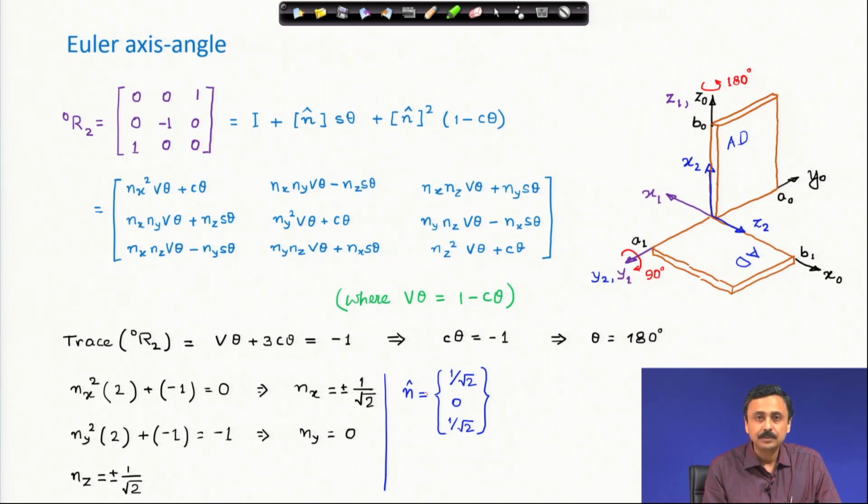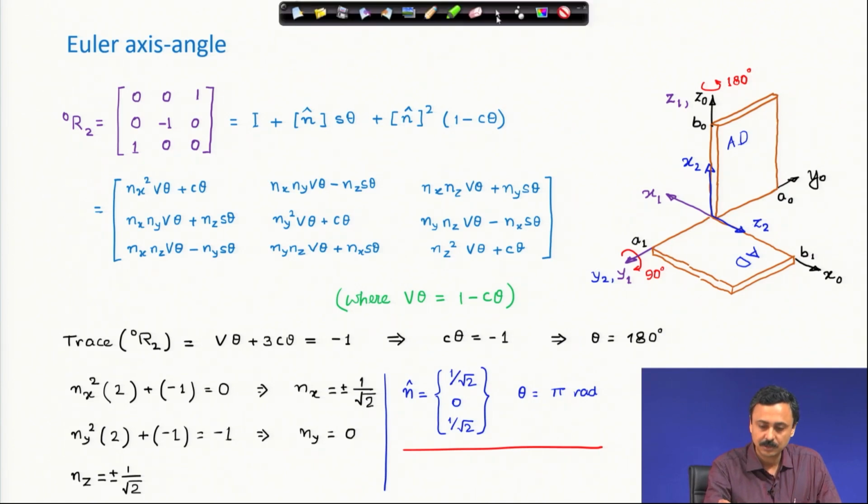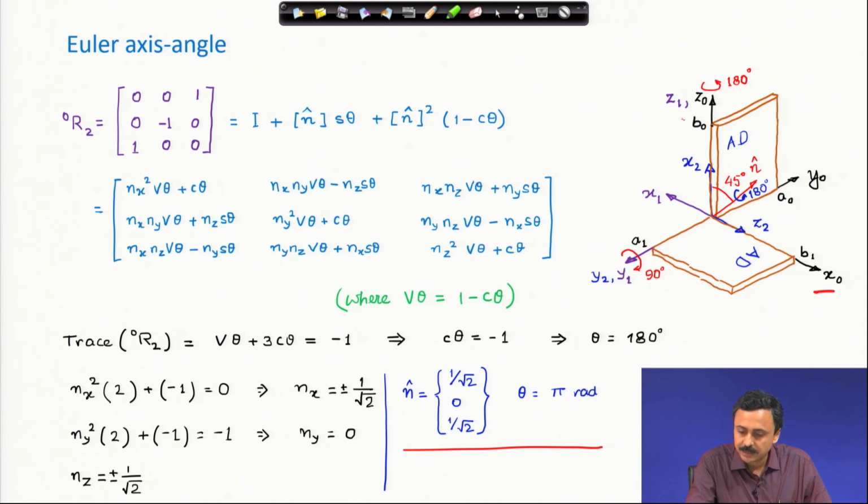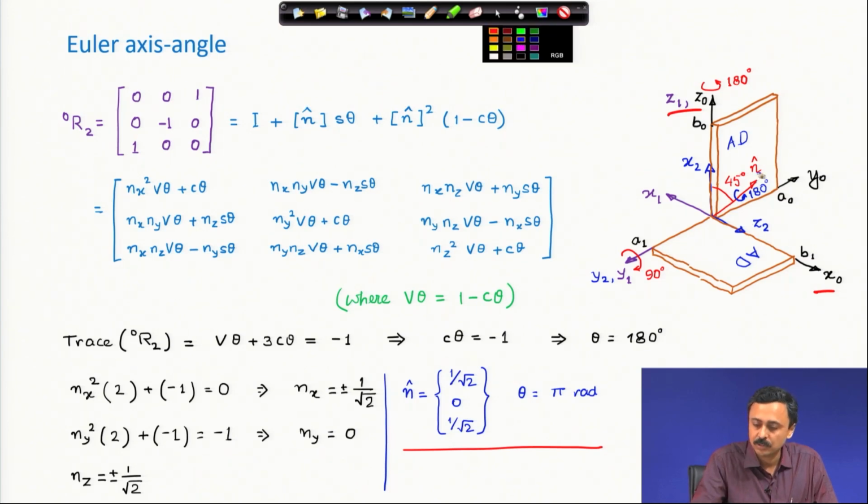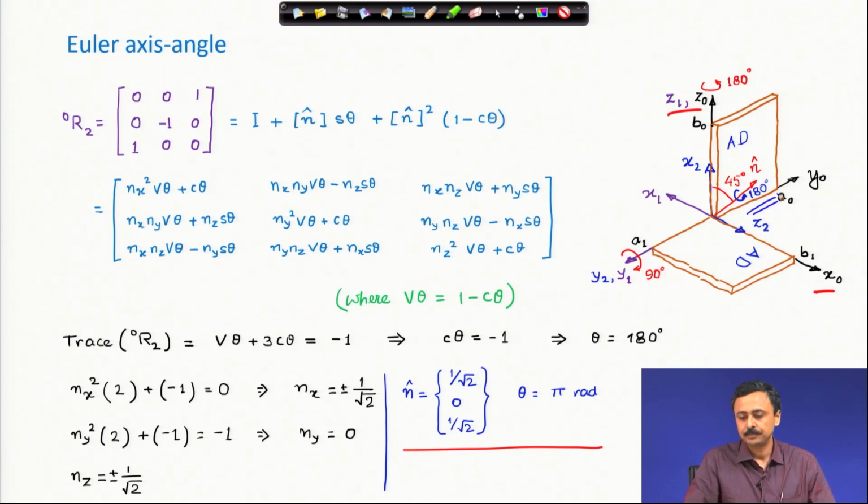Therefore, n cap, the unit vector, is 1 by root 2, 0, 1 by root 2. And what is this unit vector? This is our answer, and theta is pi, of course, which we have found out. The vector is 1 by root 2, 0, 1 by root 2, therefore it has projections in x and z. This is the vector, I have drawn that vector. It is on the xz plane and makes an angle of 45 degree. If you rotate by 180 degree about this axis as shown here, you will bring this orientation to this orientation.